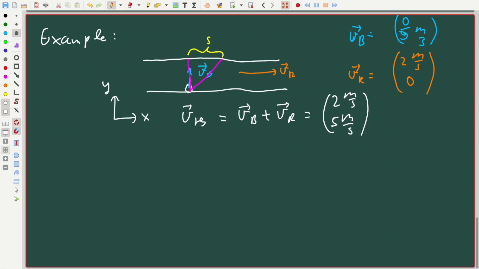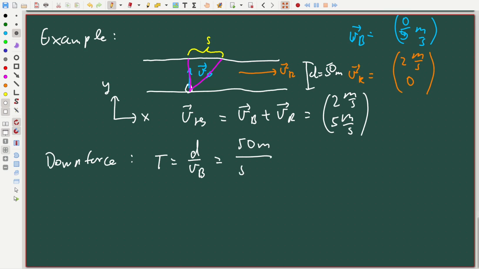What we can also do now is calculate the drift of the boat. In order to do that, we should first define the width of the river, which could be 50 meters, just to make calculations easy. Because of the superposition principle, we can treat the movement in y direction independently from the movement in x direction. So we first calculate the time that the boat needs to get from one side to the other, which is distance over speed, in this case the speed of the boat. If we insert our values, 50 meters divided by 5 meters per second, we get a resulting time of 10 seconds, which the boat needs to cross the river.